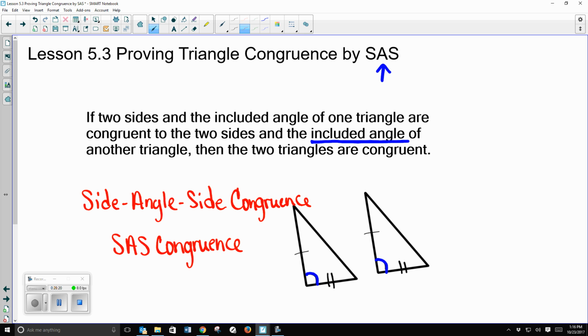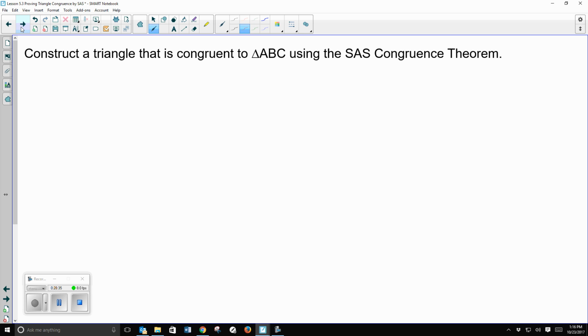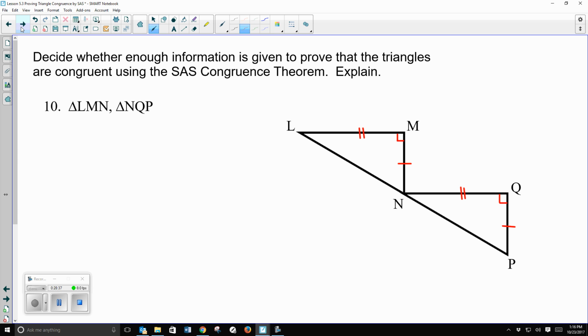All right. The next thing I wanted to do, but we don't have time today, is to construct 2 triangles using this theorem to prove, but we will at some point. We'll probably put them all together like we've done in the past. So we'll skip over the construction today, and then we're going to look at number 10 in your book. You don't have to write that down, you just need to answer it the way I answer it because it's in your book. Decide whether enough information is given to prove that the triangles are congruent using the side, angle, side congruence theorem. And explain.